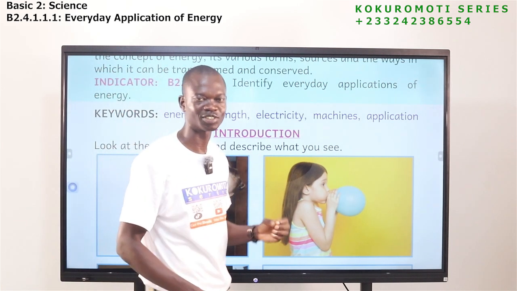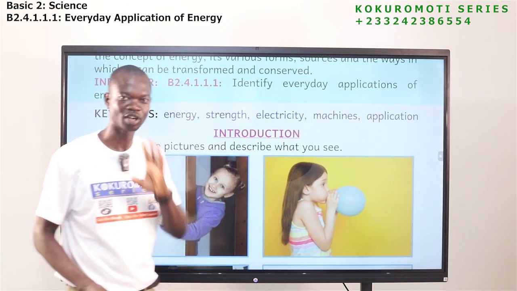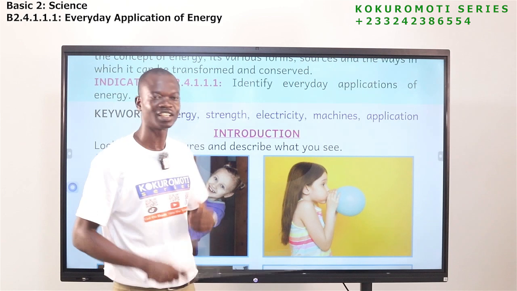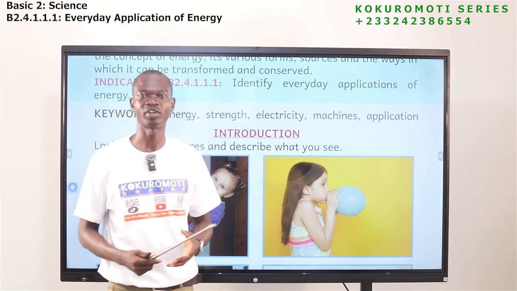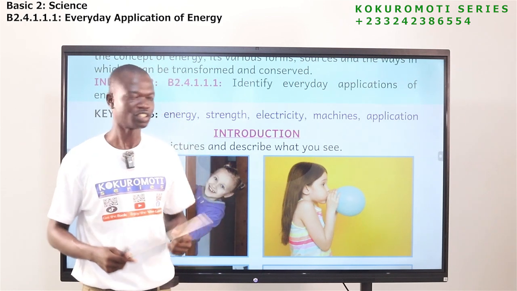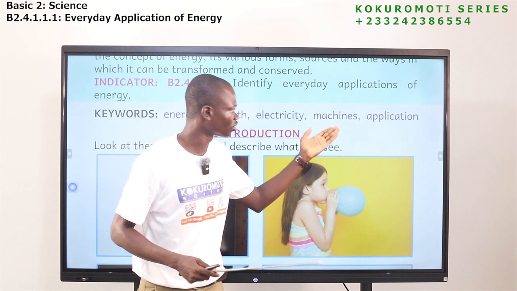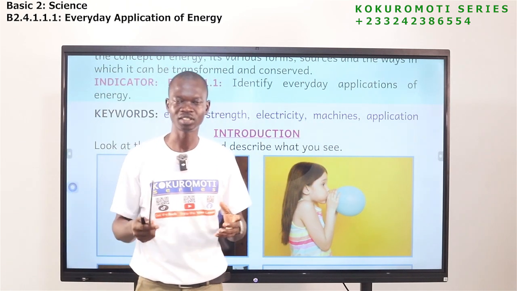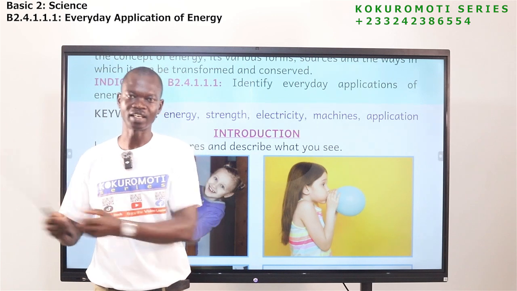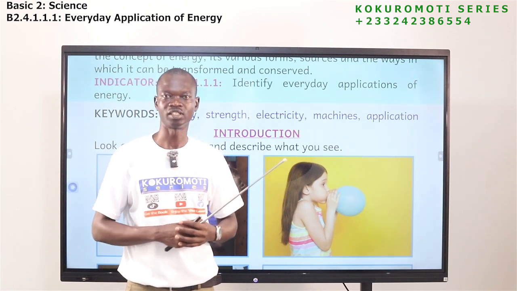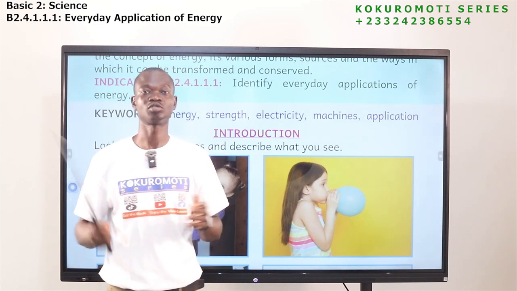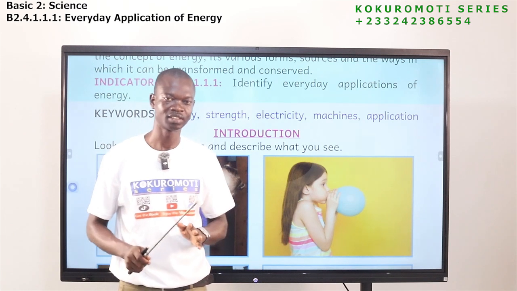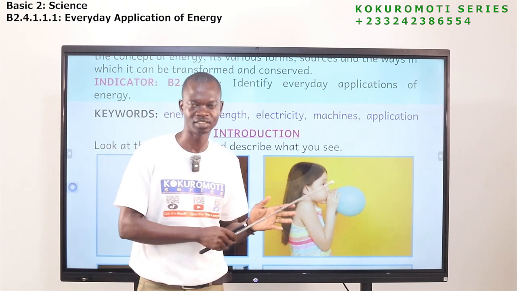It needs what? Energy. So today's lesson, I have told you that it's all about energy. And machine is one of the things that needs energy before it can work. So if I talk of machines, I'm talking about things that we use that need energy before they can work. Some machines do not need energy. Others too need energy.